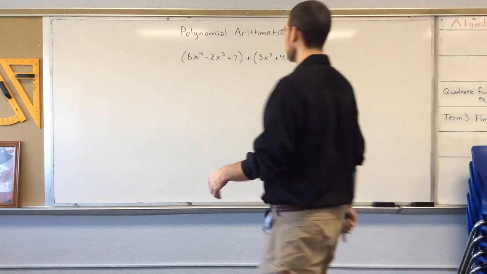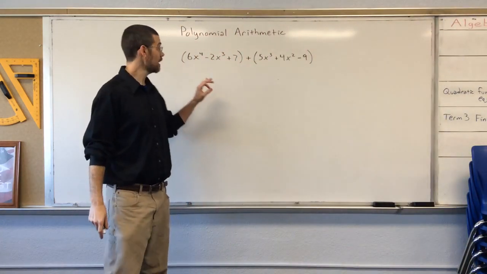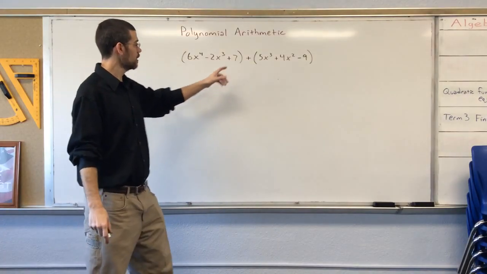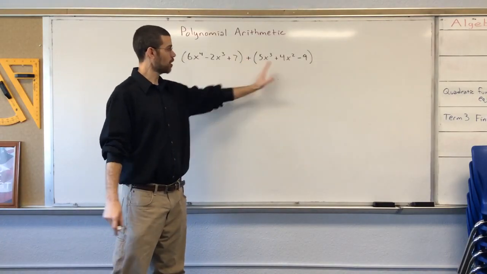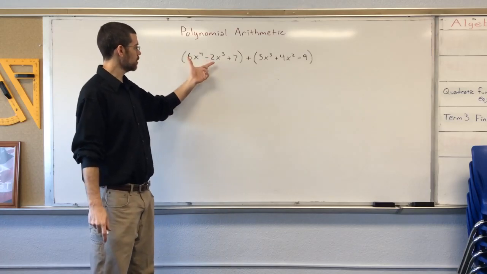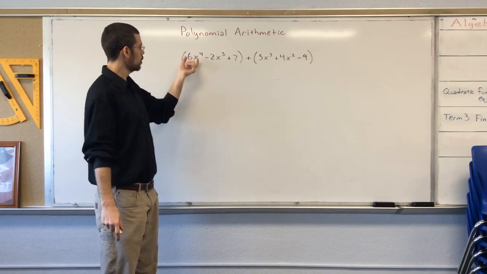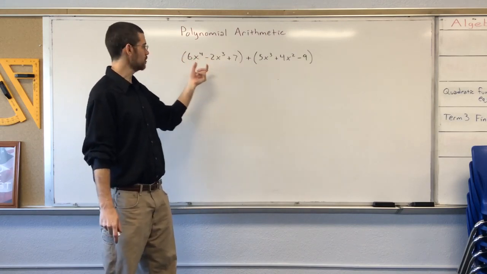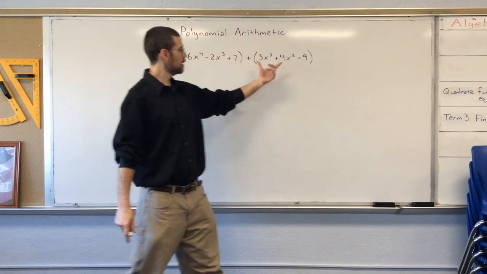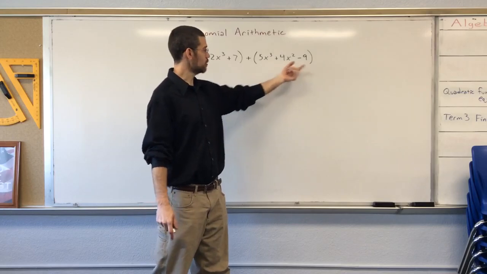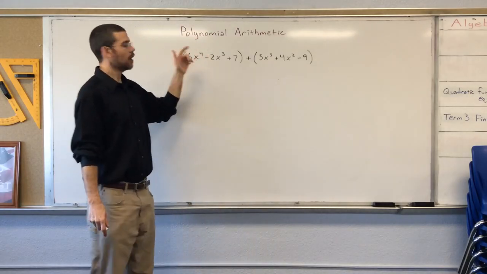All right, welcome back. We're going to do a little bit more advanced polynomial arithmetic. We're going to add these two polynomials. First thing you can notice here is that we have a trinomial, 1, 2, 3 monomials that are added or subtracted. And then we have another trinomial, 1, 2, 3 monomials.